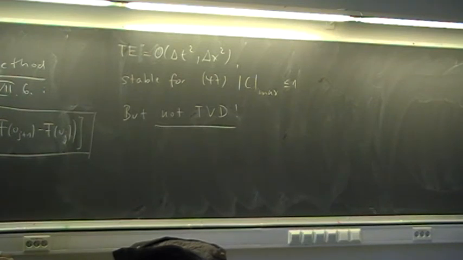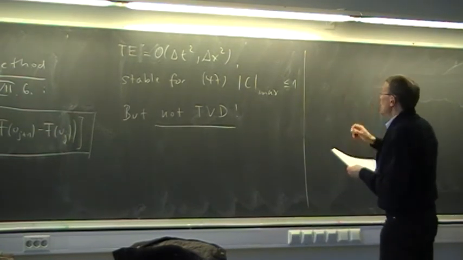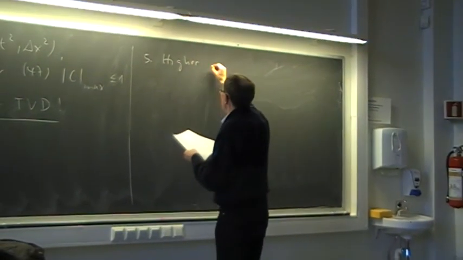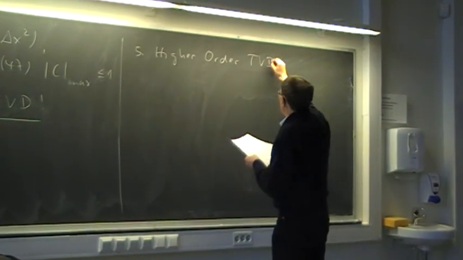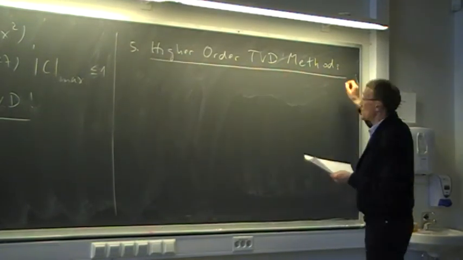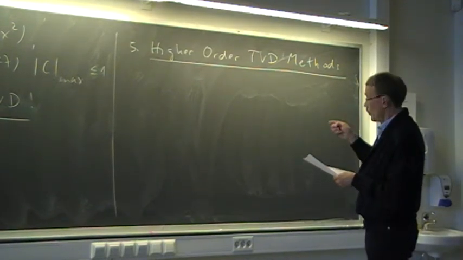But we can get these methods more accurate by a trick. And that trick I want to explain to you, because that is used almost in any CFD tool. You have a choice. You will find that under the name MUSCL. That brings us to chapter 5, higher order TVD methods. We have now seen first order TVD methods: upwind method, Lax-Friedrichs, Rusanov method. Those are first order TVD methods, and how we can get them to higher order.